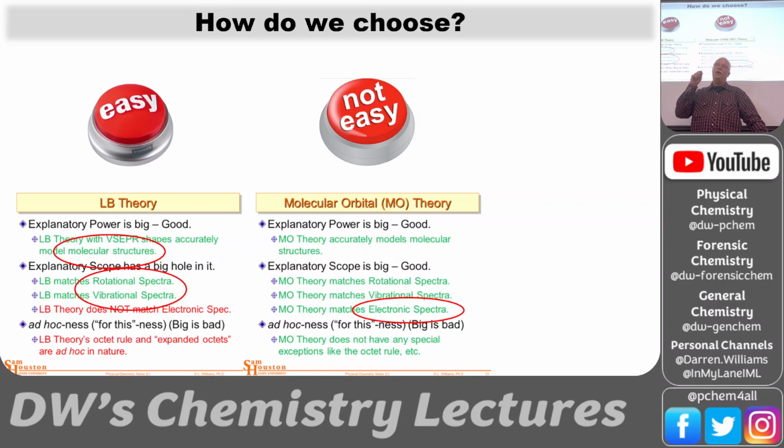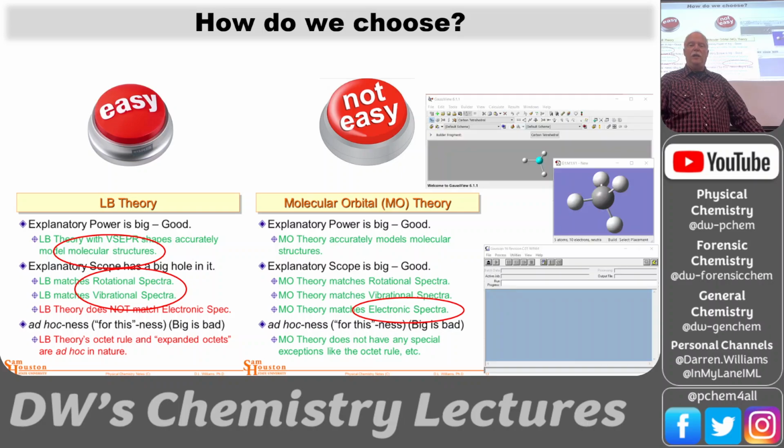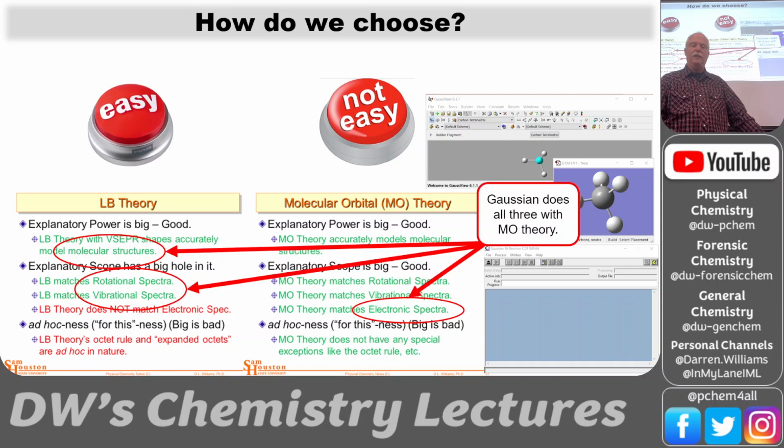And if you're going to try to really get down to the nitty-gritty of the reactivity of the molecule, we're donating electrons to an electrophile or what have you, the organic chemistry mechanisms, you really do need to start using molecular orbital theory to explain those. So it's not easy, but then we do have Gaussian. So Gaussian can do all three, and it uses MO theory to do all three. Okay, and so that's easy. So we're back to easy.